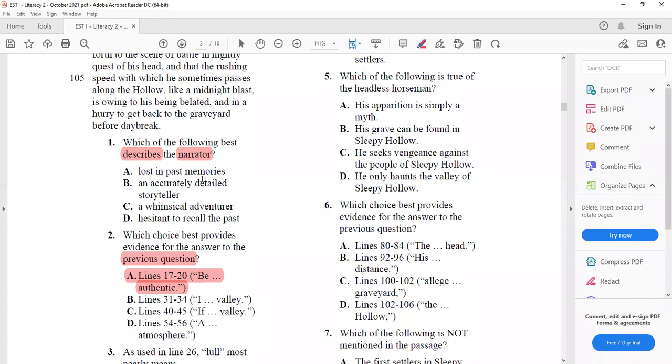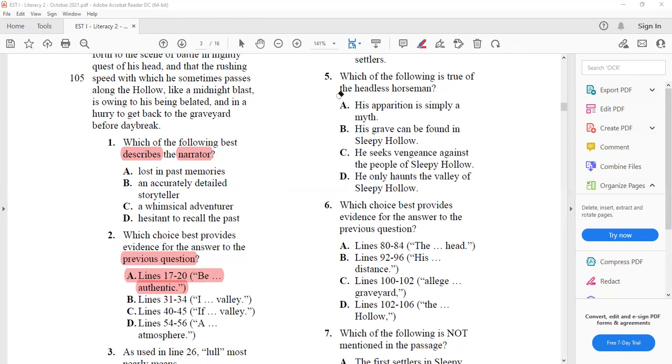Lost in past memories. He doesn't say that. He said authentic and precise. And accurately detailed storyteller. Just wait, mister, you said authentic and precise. So authentic and precise means accurate. So accurately detailed, he's describing the author and matches what we chose here. So it can be the answer.